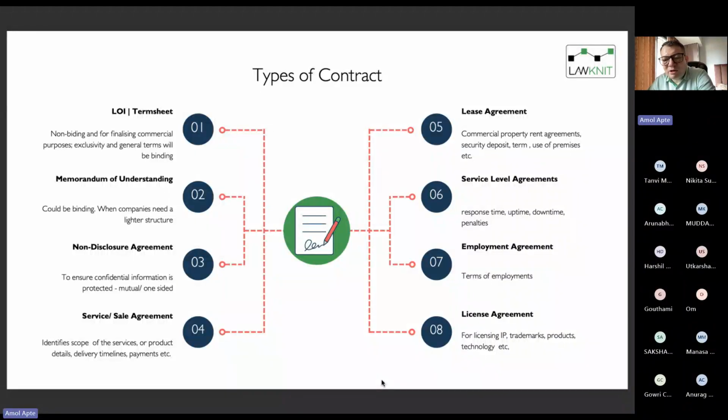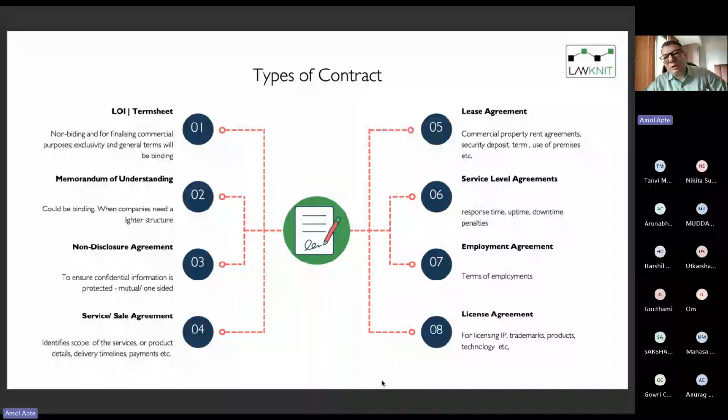Those kind of things are typically covered under the service level agreement. The next agreement, which is very, very common, is employment agreement, which typically covers your terms of employment with your employer. The last but not the least, I've spoken about license agreement also when I spoke about the lease agreement. But this license agreement that we are talking about is any other property, intangible assets like IP, trademarks, product technology, etc. When you are wanting to license or give certain limited rights to a third party to use that property, then that agreement is license agreement.